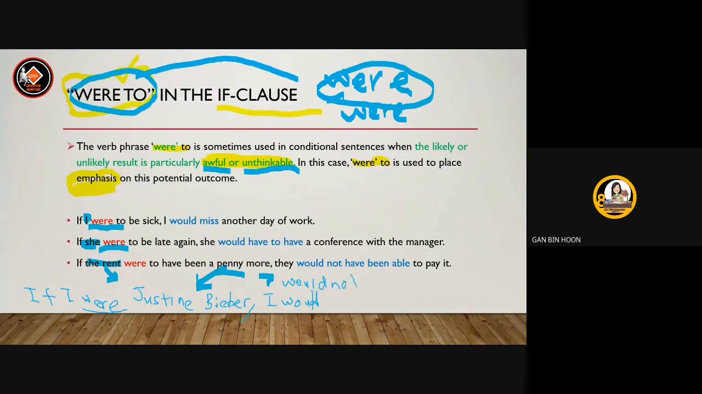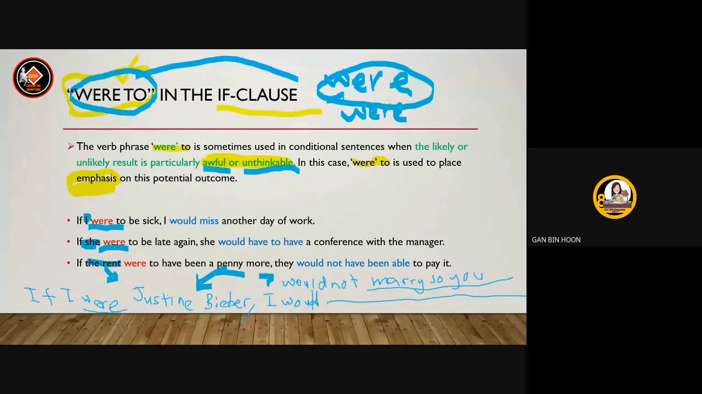Dah betul, yes. Sambungkan ayat itu, okay? If I were Justin Bieber, I would not. Or if I were Justin Bieber, I would. If I were Justin Bieber, I would not marry who? Who's the wife now? Okay, if I were Justin Bieber, I would not marry So Young. Okay, So Young. How old is he? I also do not know.